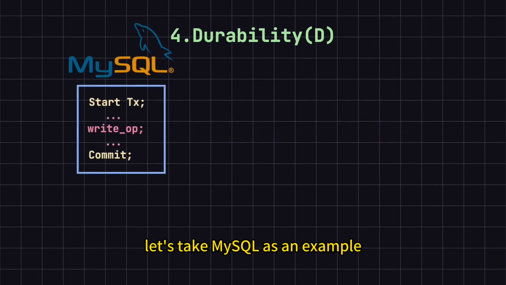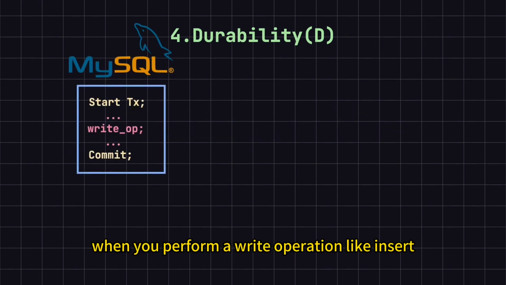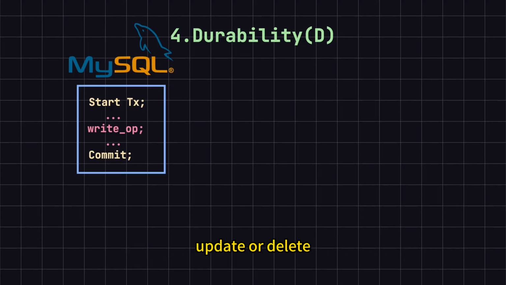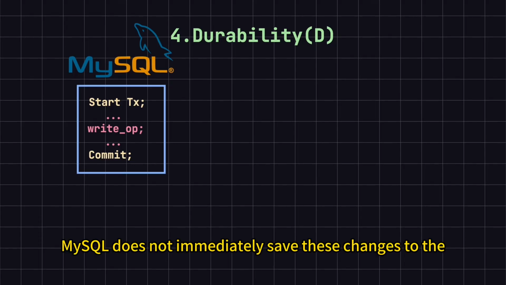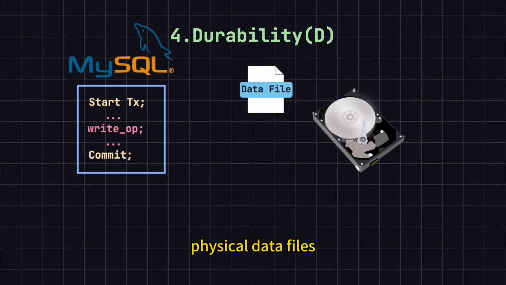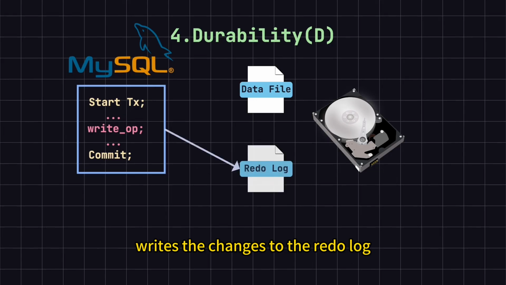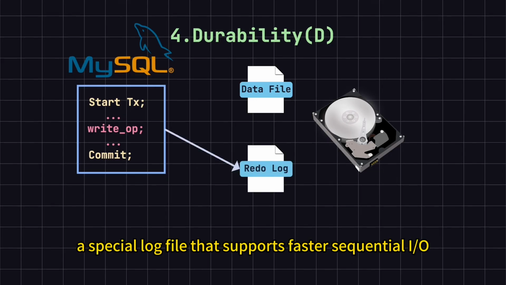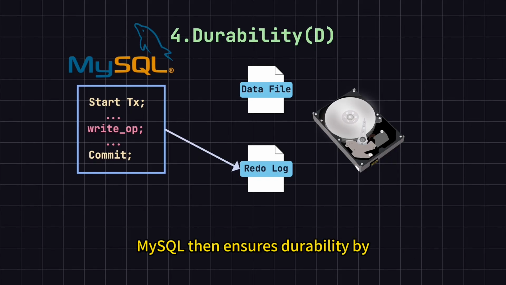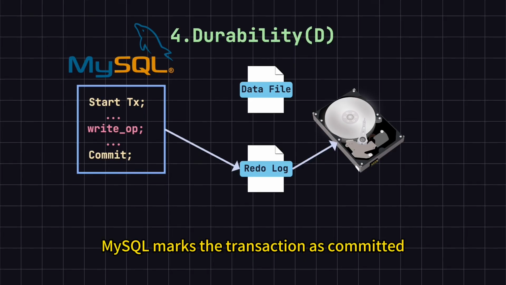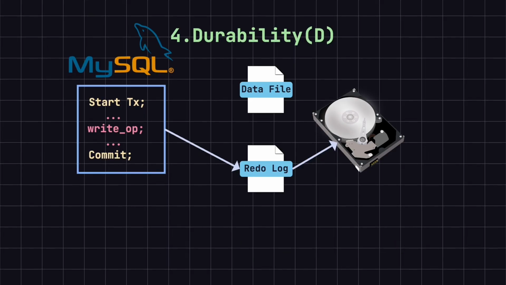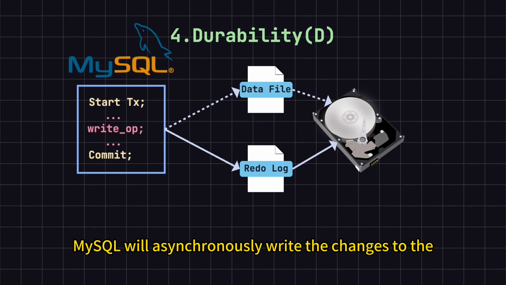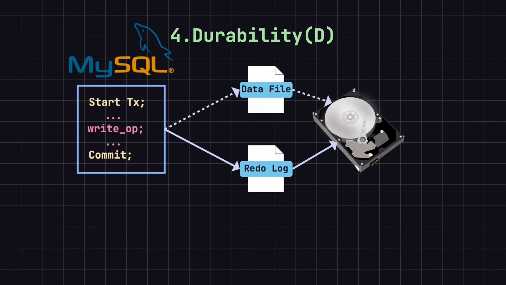Let's take MySQL as an example. When you perform a write operation like insert, update, or delete, MySQL does not immediately save these changes to the physical data files. Instead, for performance reasons, it first writes the changes to the redo log, a special log file that supports faster sequential I/O. MySQL then ensures durability by synchronizing the redo log to disk. Once this step is completed, MySQL marks the transaction as committed. Subsequently, MySQL will asynchronously write the changes to the physical data files.